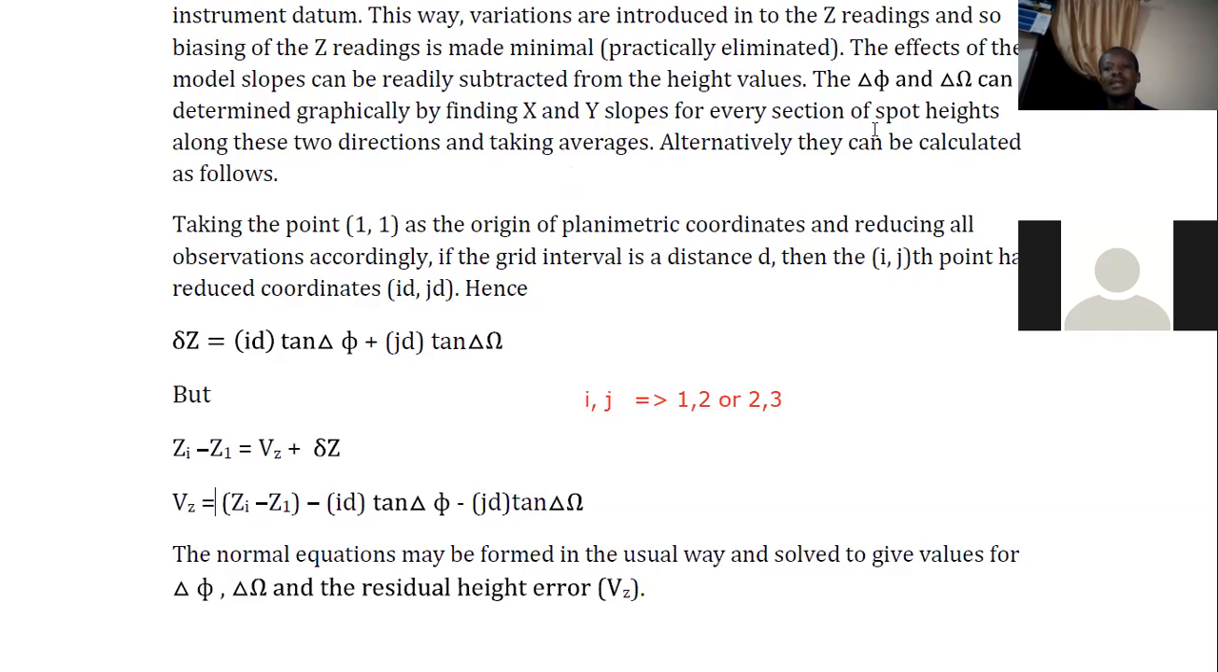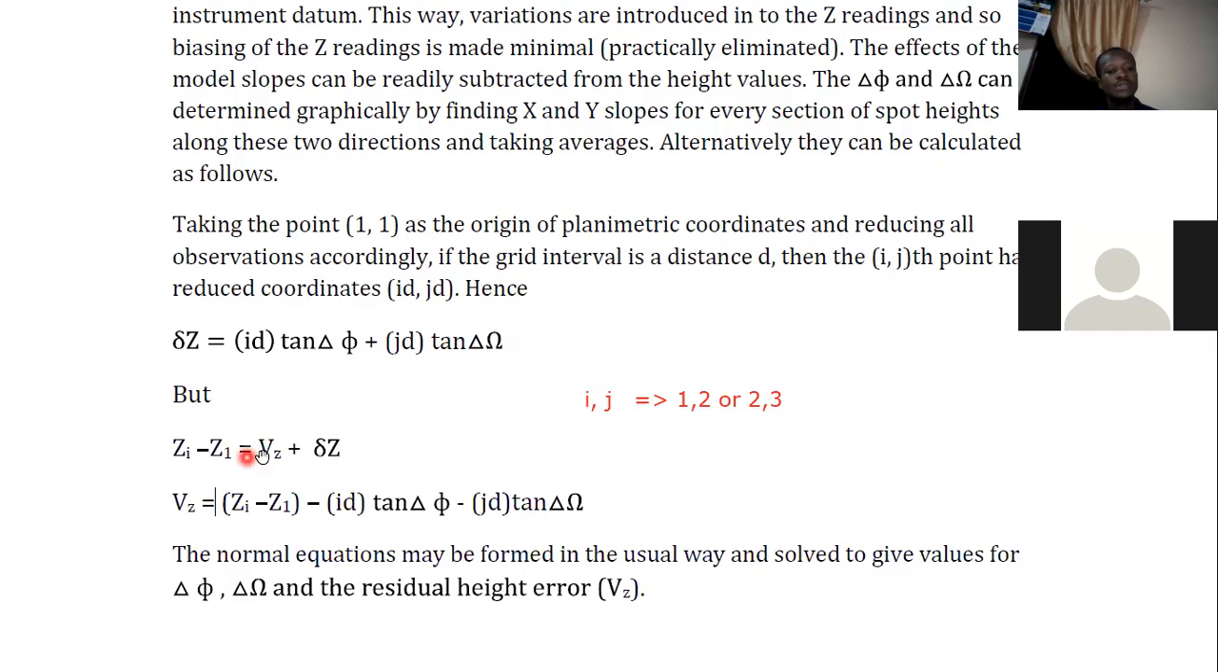Then the ith and the jth point has reduced coordinates id and then jd, where d is the format. Format is like the dimension of the photo. Is that okay? All right. So in this test, we try to associate the errors also in the z component. Are you okay? We relate it as appropriate.